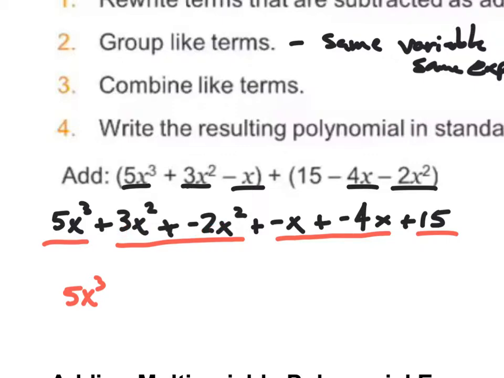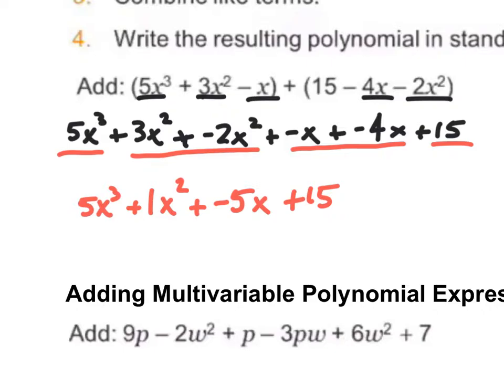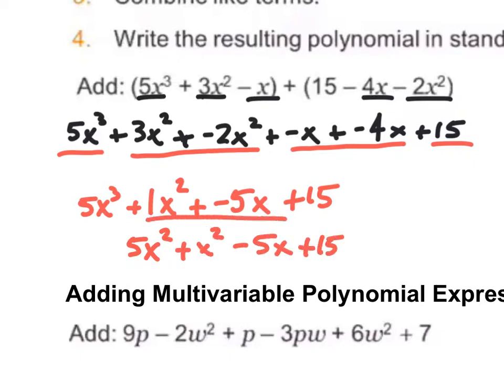So 3 minus 2 is just a single 1, so I'm going to do a plus 1x squared. Same thing here. I have a negative x and then a negative 4x. This is like negative 1 plus negative 4, which gives me plus negative 5x and then my plus 15. So you can keep it like this. That would be fine. But typically I would just write it as 5x cubed plus x squared minus 5x plus 15.